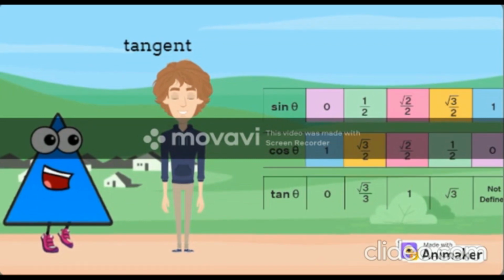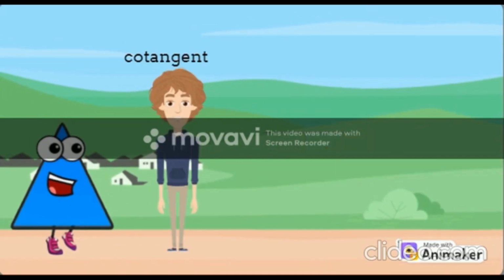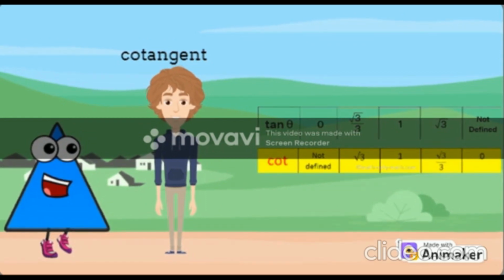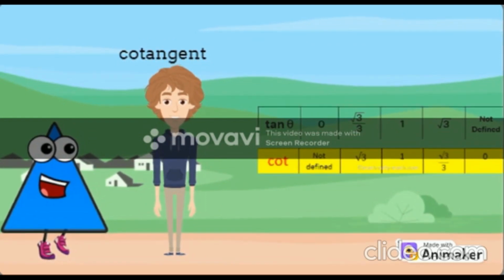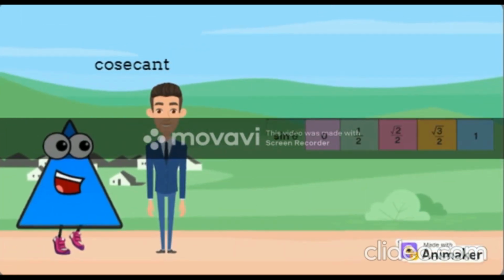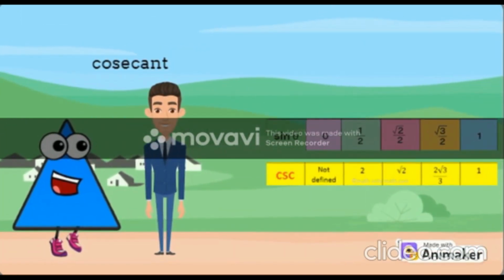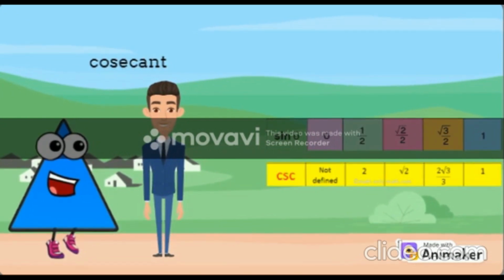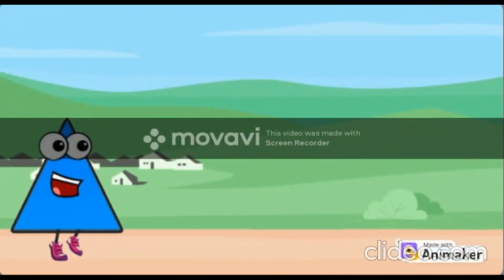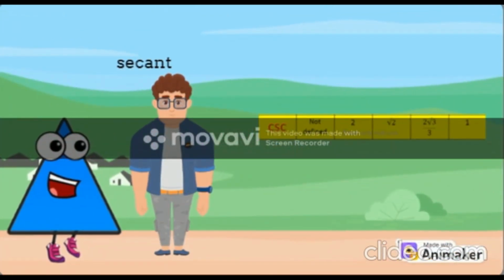Then he called cot and showed that his values are the reverse order of tan's values. Then he called cosecant and showed that his values are reciprocal of sine's values. Then at last he called secant and told that his values are the reverse order of cosecant's values.